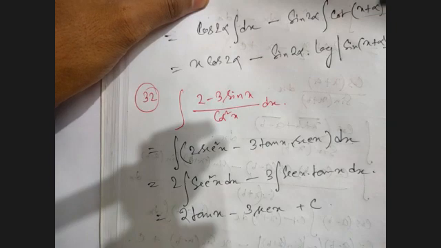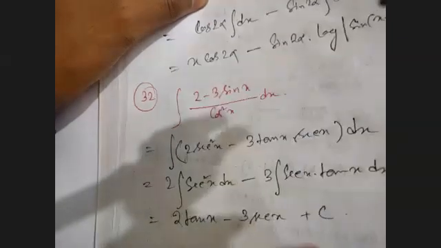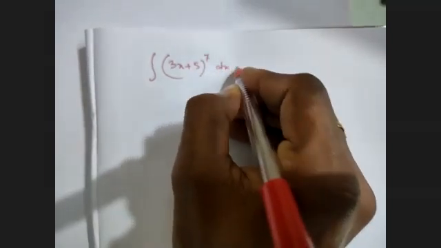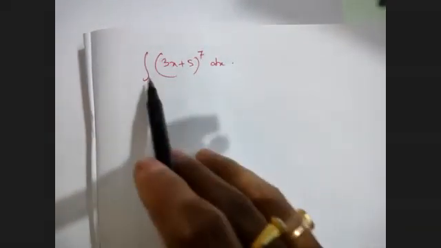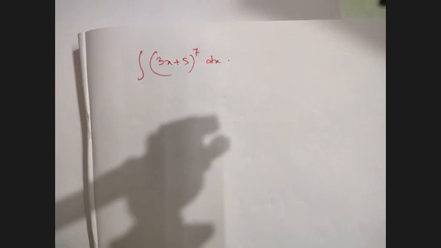Now the next chapter is method of substitution. Like in differentiation also we have done, whenever the functions are given too large, we have to substitute and then differentiate. In integration also, when direct formulas are not there, we have to substitute and bring it into the formula. Like this: integration of 3x plus 5 whole to the power 7 dx. Here we do not have any direct formula for this. We have the formula of x to the power n.